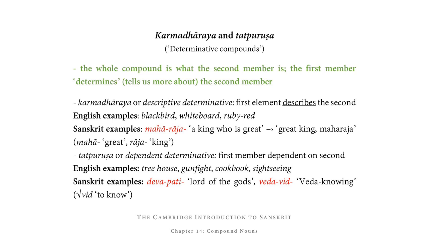And among Sanskrit examples, we have such words as Devapati, which is the pati, the Lord, of the gods, or Vedavid, meaning someone who knows the Vedas, someone who is Veda-knowing. Vid is a verbal root meaning to know.